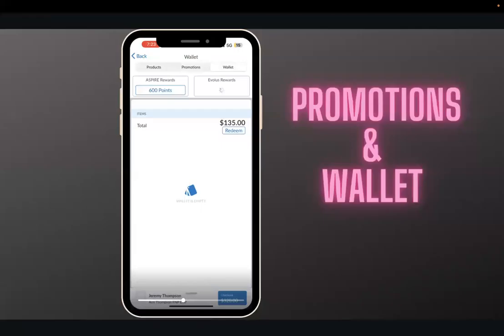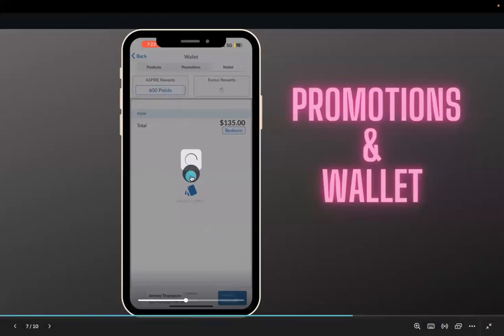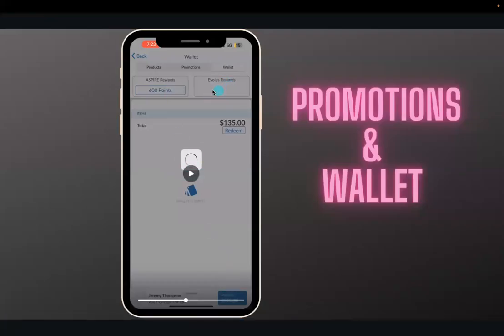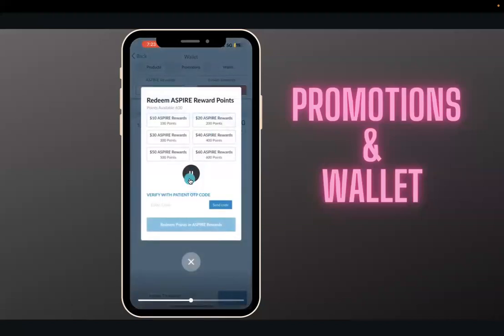Okay, so I then go over and I click on wallet. You can see this particular patient has 600 Alle points. Now, since I use Dysport, they would actually be able to get $60 off this. So you would simply just click on that $60. Now, the Evolus one is going to continue to spin, and it should say reward expired or whatever. So this particular patient has 600 points. So I'm going to click on that 600 points, and then I'm going to simply click on that $60.